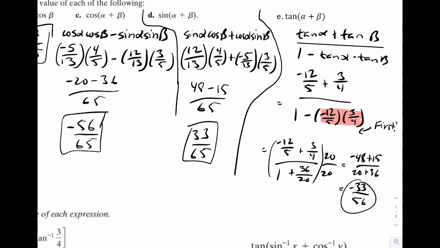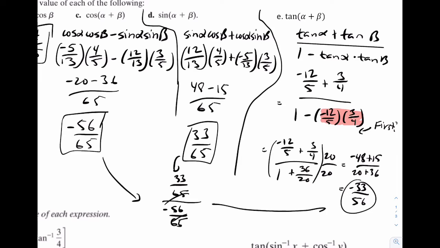There's our answer. Now here's a pro tip. If you look at part C, D, and E, they're actually linked. If we simply did 33 over 65, this one, divided by this one, the cosine one, negative 56 over 65. Notice how we get the same thing. Checks out. And that's, again, because sine of theta over cosine of theta is, in fact, tan theta. So you could use that in your homework as well to save yourself some time.